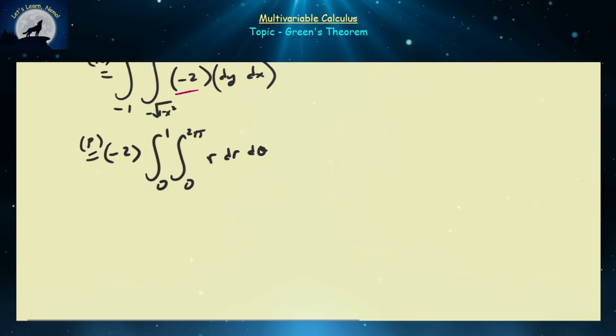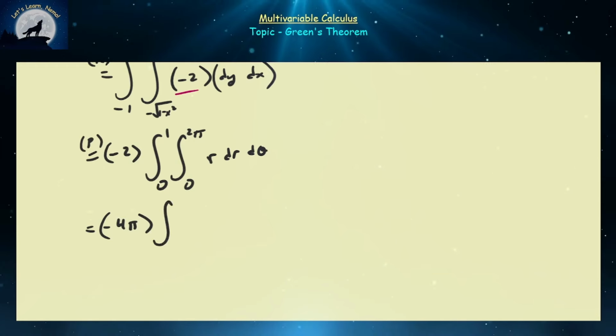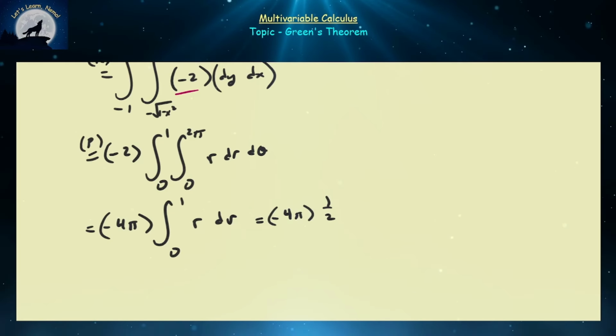All right, so this is quite easy to do. Notice that there's no theta here, so I can write this as minus 4 pi times the integral from 0 to 1 of r dr, and that's going to be equal to minus 4 pi times 1/2 times r squared, which is going to go from 0 to 1, and that's going to give us our minus 2 pi answer.